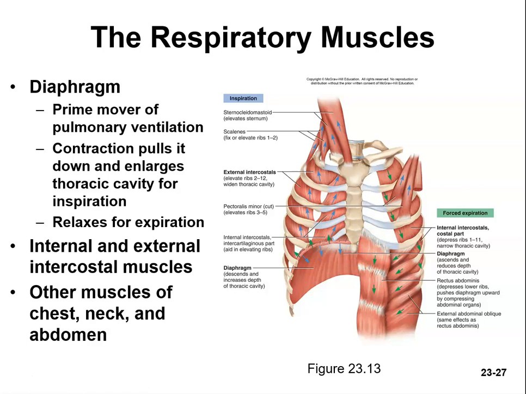exhale, exhale, exhale. Okay? Look at all these muscles that do inspiration: sternocleidomastoid, scalenes, external intercostals, pectoralis minor, internal intercostals, diaphragm. So if you have tightness in your pec minor, you might be breathing out.